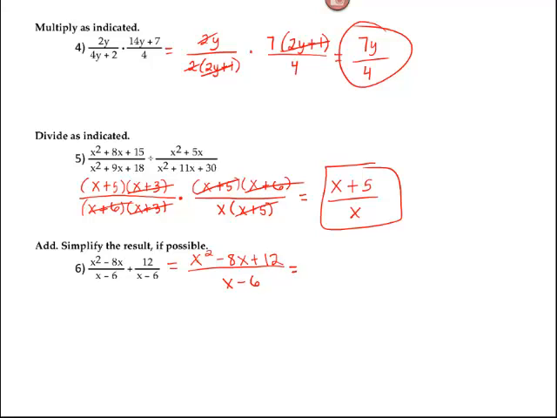And then I would factor the top to see if it'll simplify, which I'm looking for what multiplies to get 12, that adds to get negative 8. And on bottom we've got x minus 6, so that cancels, and I'm left with x minus 2.